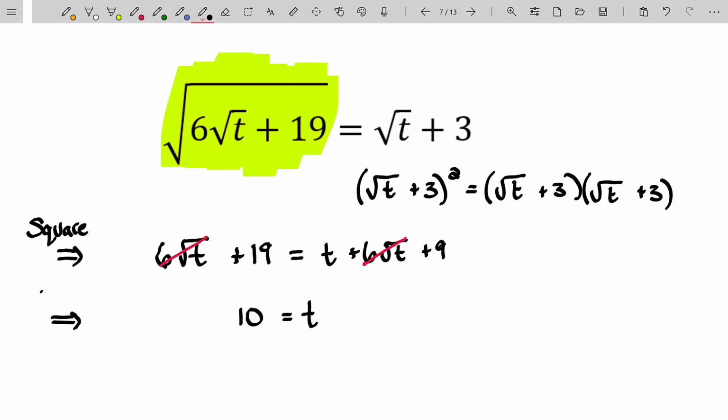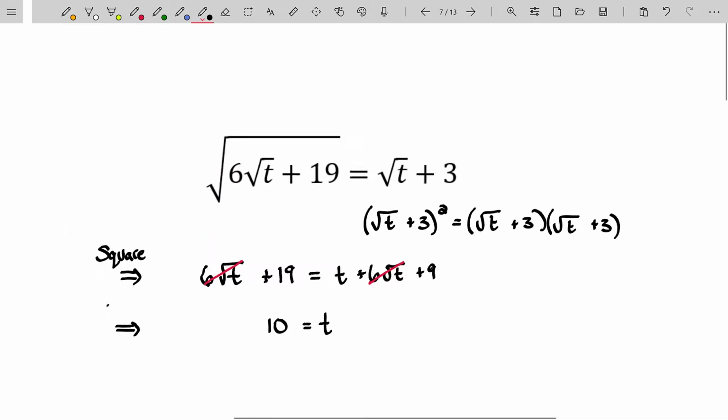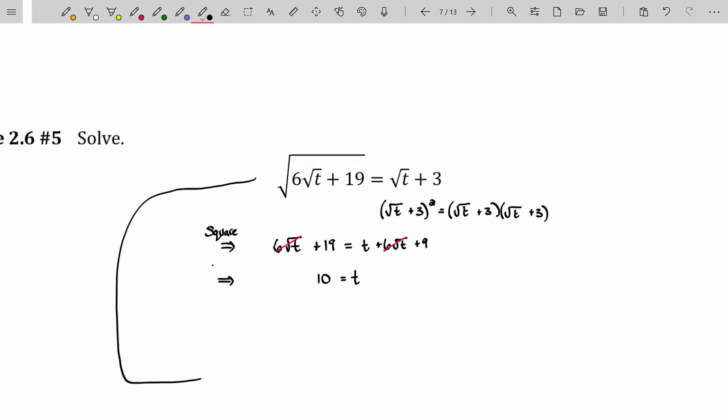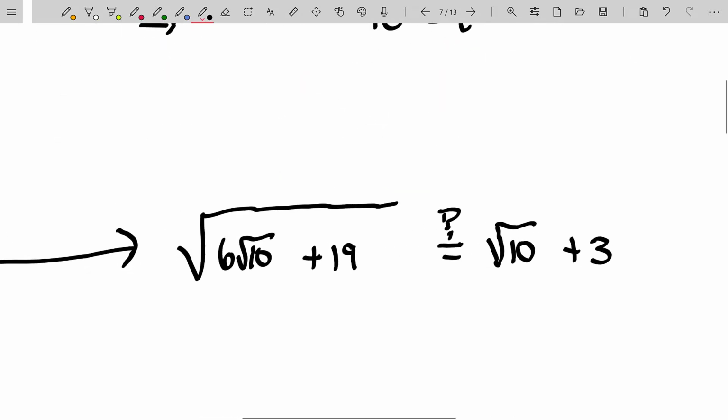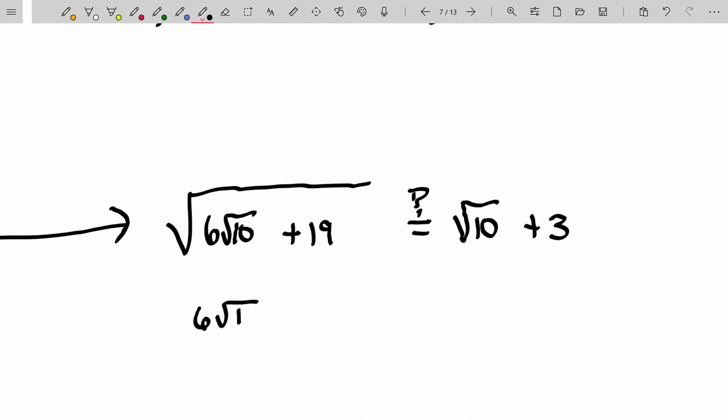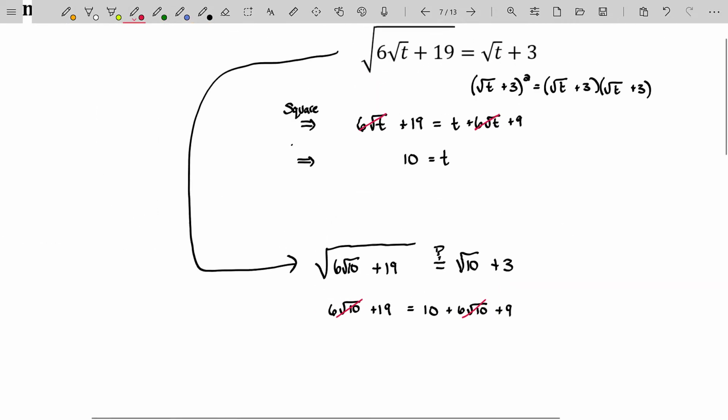Now we just have to check to see if that's actually correct. Checking this is going to be a little bit of a mess because when you plug in 10 for t, it's not clean. It's 6 root 10 plus 19, and we're asking, is that the same as root 10 plus 3? Again, we'll have to do what we just did, which is square both sides. You get that 6 root 10 plus 19 is equal to 10 plus 6 root 10 plus 9, and that is actually true. 19 is totally equal to 19 because the 6 root 10s will cancel. So that is true. It does work out. So we do have this clean solution here.